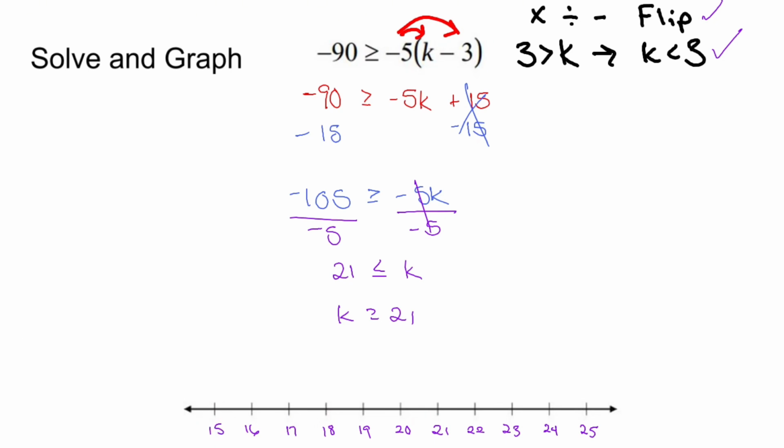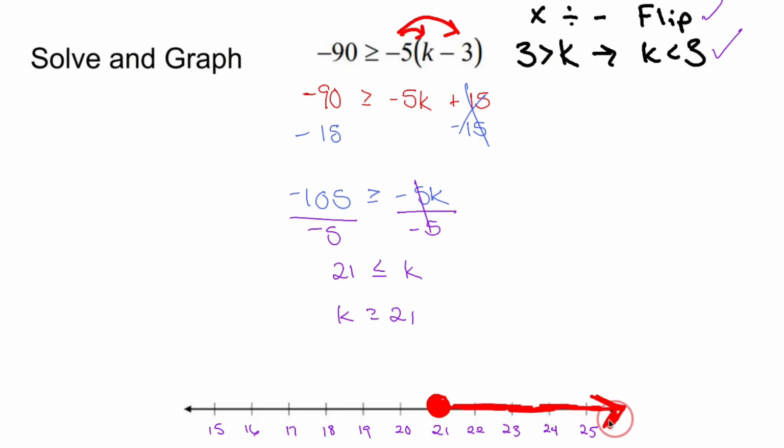Now, in order to graph k is greater than or equal to 21, you're going to put a circle at 21. In this case, we're going to fill it in. Why? Because k is allowed to be equal to 21. K is also allowed to be greater than 21, so numbers like 22 and 25 and all of these. So let's just fill in the entire right side.